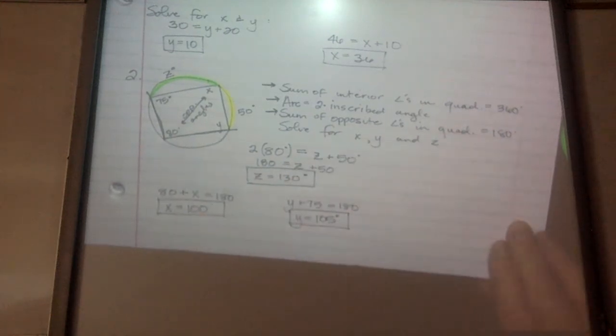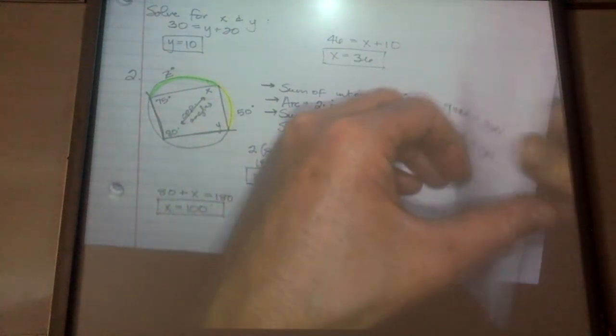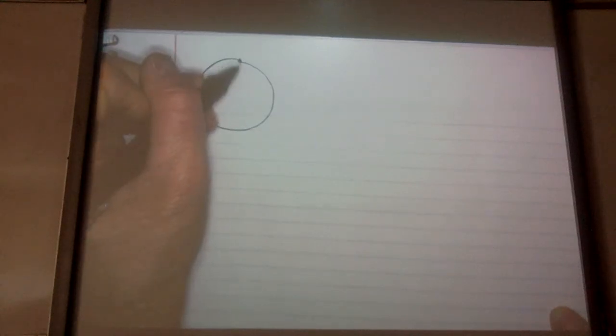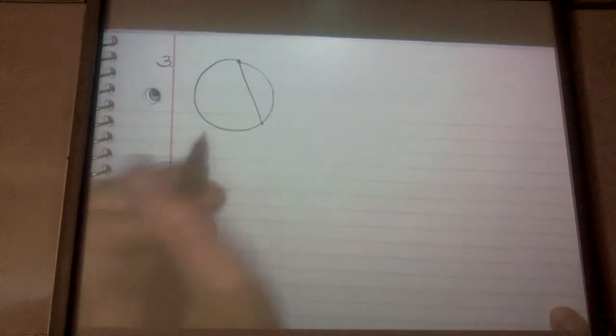So I used the second property to solve for Z, and the bottom one to solve for X and Y. All right, moving on, I'm going to do another one with you, reviewing this material. I can't turn the page in my notebook. So number 3, again, I'm going to draw a large circle, but this time I'm going to inscribe a triangle.